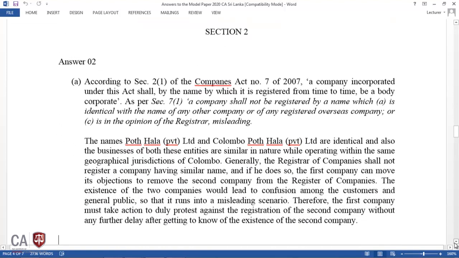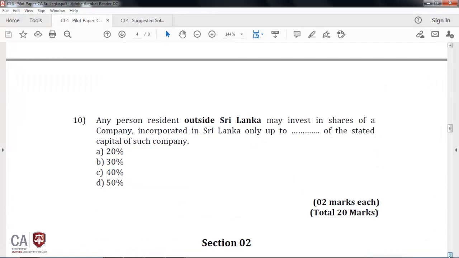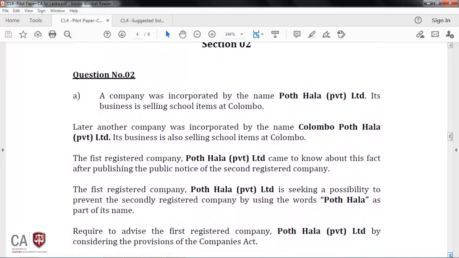Now, going to section 2 of the question paper. Now, these are more problematic questions that require some detailed answering by you. Now, first question, I think I have done this also in my lecture series, but I will be revisiting this in this model paper. A company was incorporated by the name Pothala Private Limited. Its business is selling school items at Colombo.